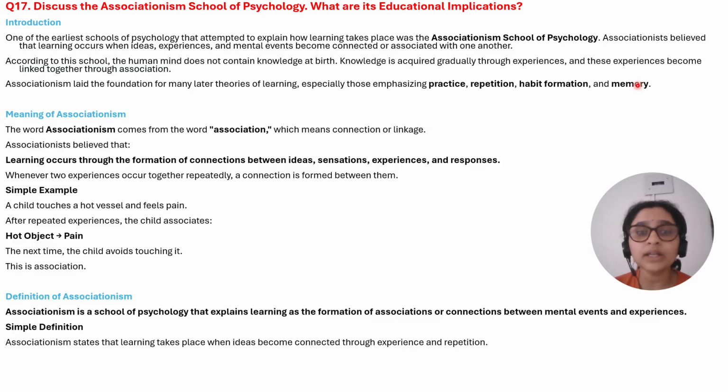So linking of the experiences is the key. That is association. Linking is called association. This association mainly occurs by practice, repetition, habit formation, and memory. What is the meaning of association in the associationism school? Connection or linkage. Learning occurs through the formation of connections between ideas, sensations, experiences, and responses.